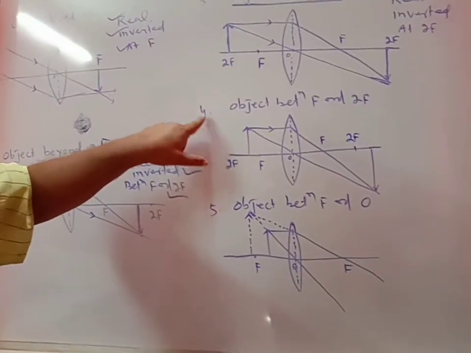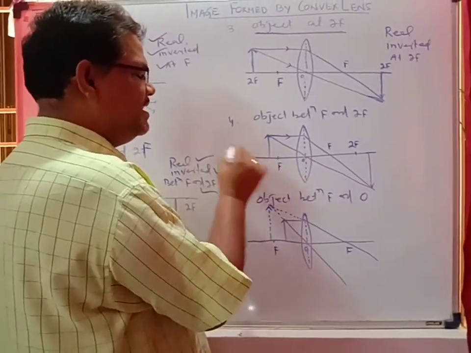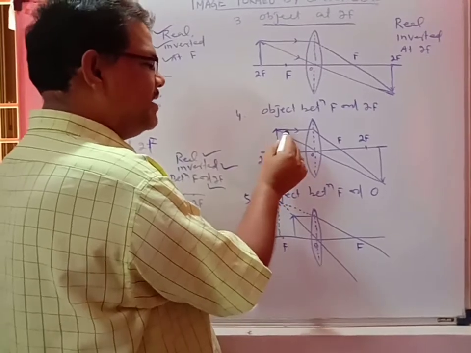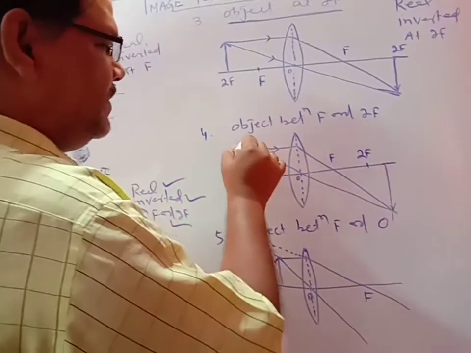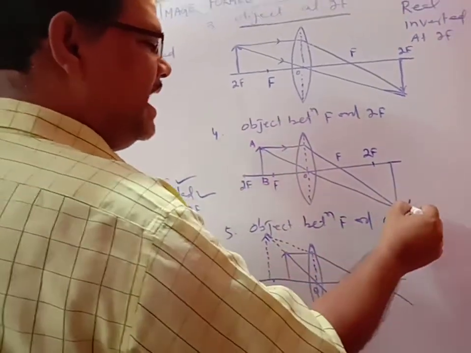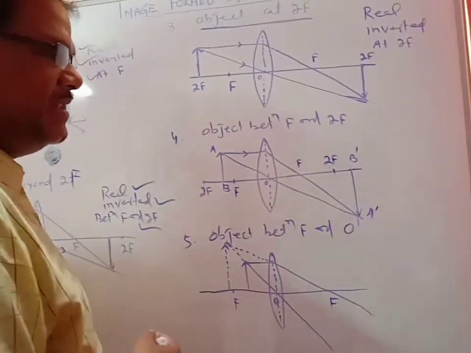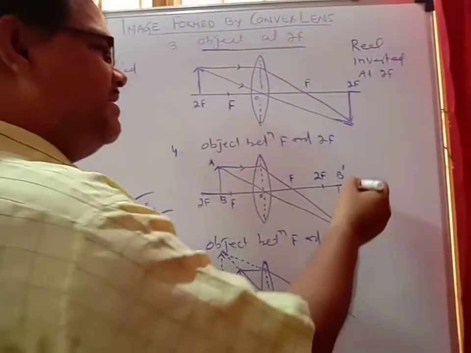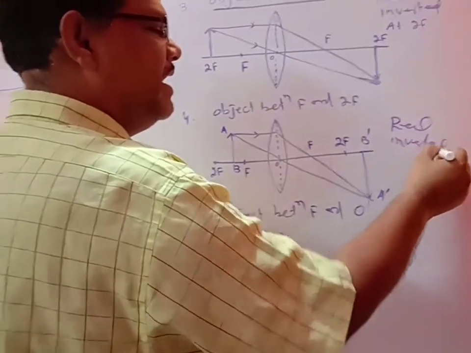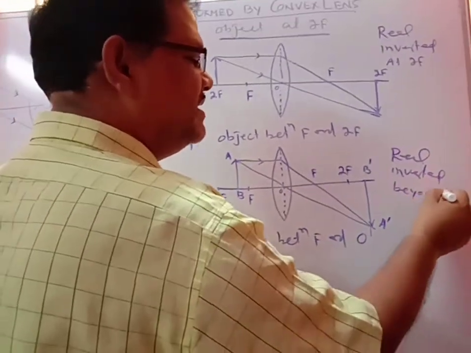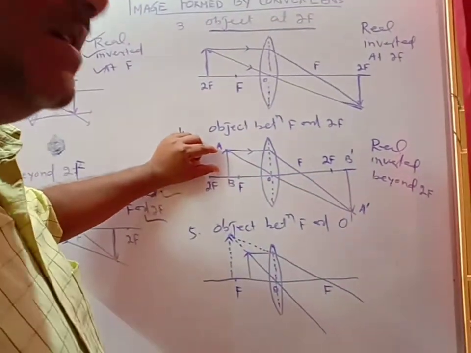Case number 4, object between F and 2F, in between the principal focus and the center of curvature. Same condition: one ray parallel, another passing through the optical center. The image AB and A dash B dash is formed beyond 2F, and in this case the image is real, inverted, and beyond 2F. The size of the image will be greater than the size of the object.